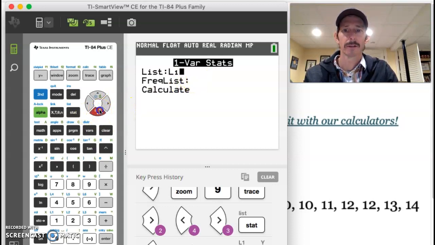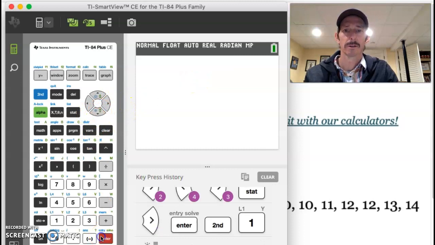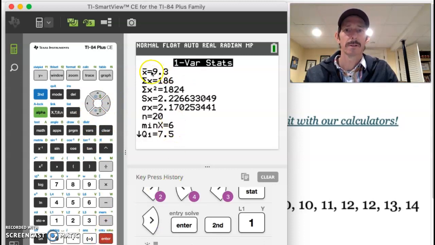And then I go down to calculate, and I hit enter, and this is the average shoe size for your class was 9.3. These are things that are used to calculate the standard deviation. Notice that these two different things down here that are pretty close. This is the sigma we're looking for. This is your standard deviation, 2.17.